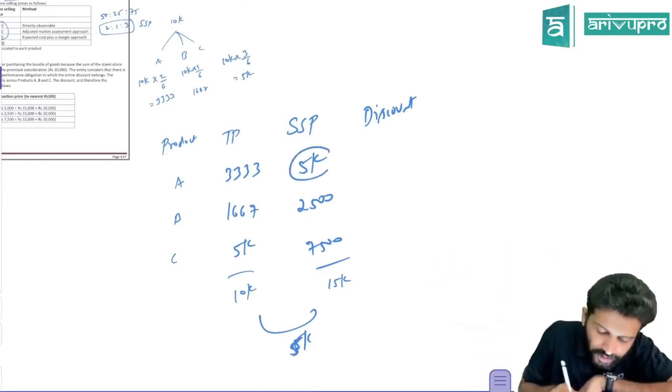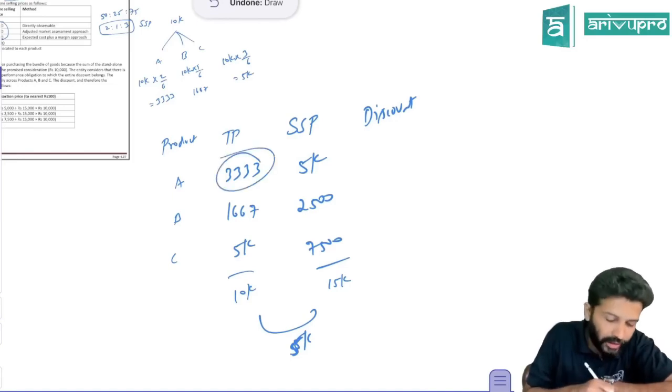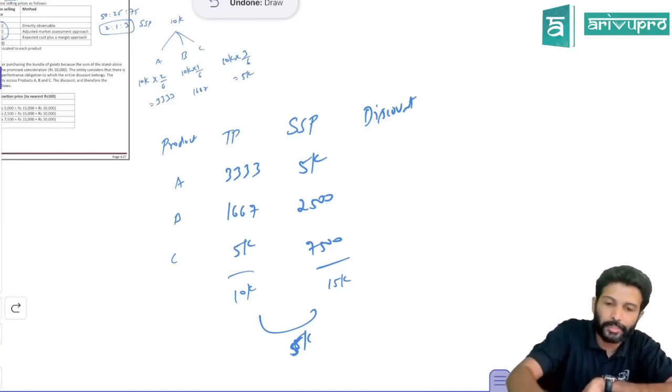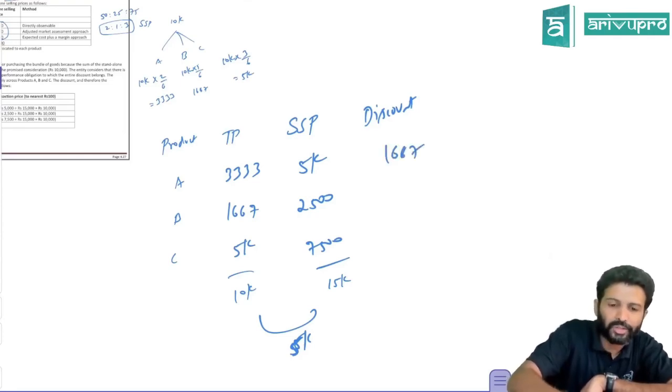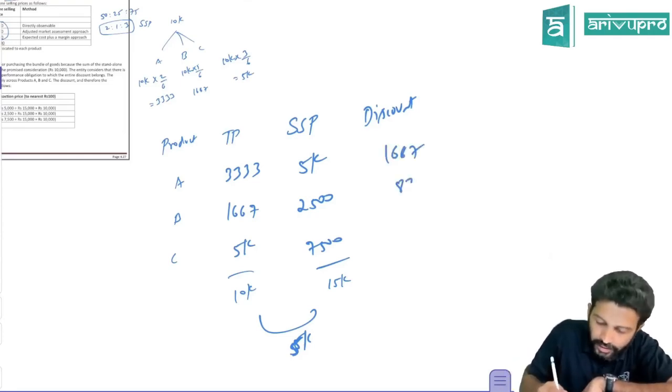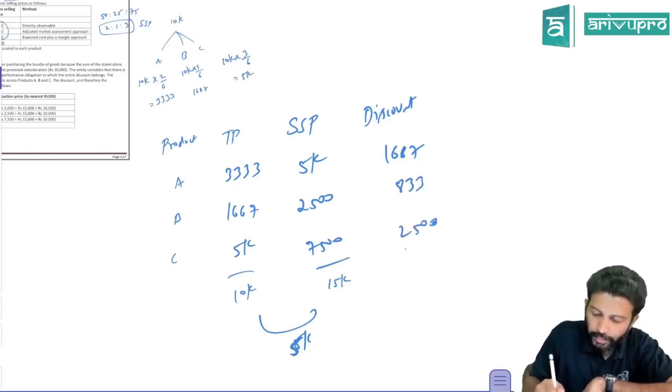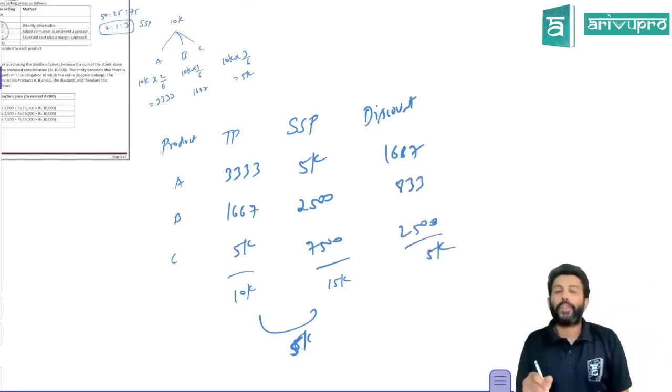Check. 5,000 is the selling price of A, but the allocation is only 3,333. You only consider 3,333. That means how much discount? 5,000 minus 3,333, you allocated a discount of 1,667. Here 2,500 minus 1,667 gives you 833. Here it is 2,500. If you sum it up, you're obviously going to get 10,000 rupees.